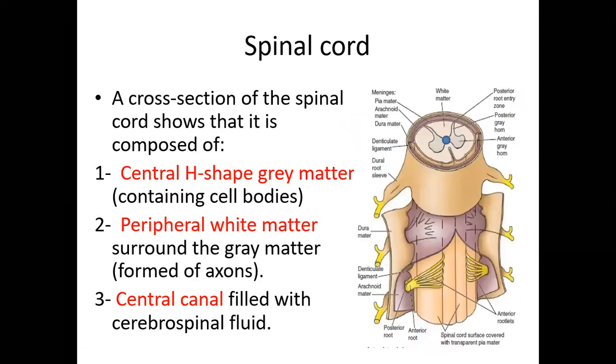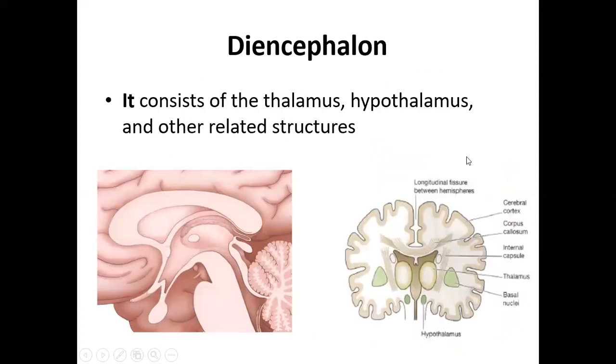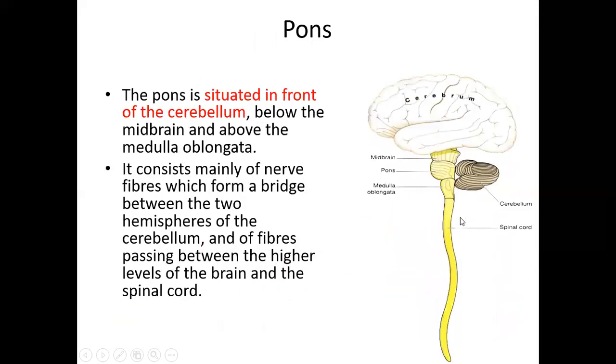So the spinal cord, if you take a cross section of the spinal cord, this is how it looks. If you cut the spinal cord, this is how it looks. Okay, this is the spinal cord. Cross section of the spinal cord shows that it is composed of a central H-shaped gray matter. If you see here, it looks like an H-shaped gray matter. So here in the spinal cord, the gray matter is inside. If you remember, in case of the cerebrum, the gray matter was outside and the white fibers were inside. In the spinal cord, it will be just opposite.